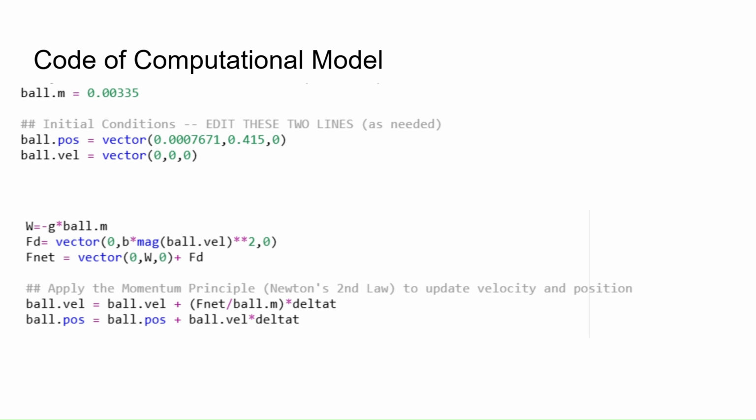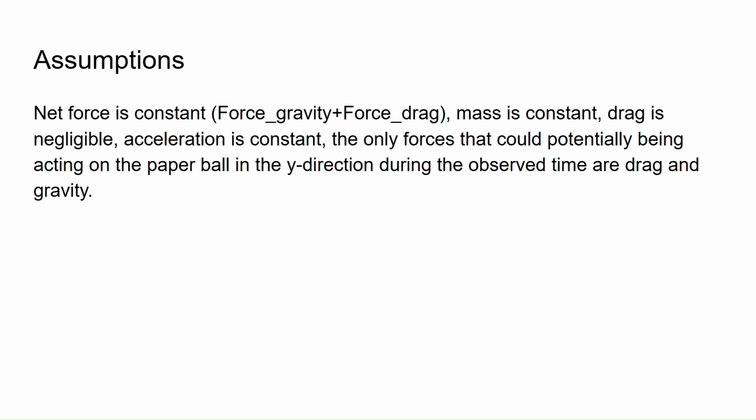And we add a vector accounting for the force of gravity to the vector accounting for the force of drag, and that gives us our net force. Here's our output of the code. The assumptions we made in this study is that net force is constant, mass is constant, drag is negligible, acceleration is constant, and that the only forces that could be acting upon the ball in the y direction during the observed time are drag and gravity.